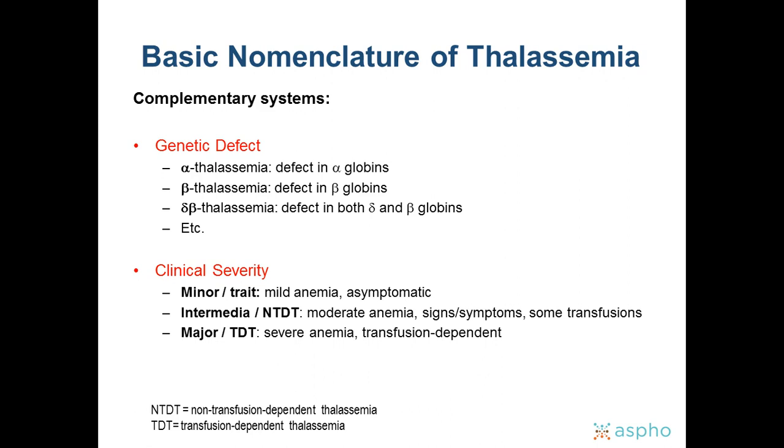And so then you use these two together. You can have alpha minor, beta thalassemia minor, alpha thalassemia intermedia, beta thalassemia intermedia. So there's the genetic defect and the clinical severity. Those two complementary systems can be used together. So that should be pretty straightforward. And then again, getting away from intermediate and major, for whatever reason, in the literature to NTDT and TDT.